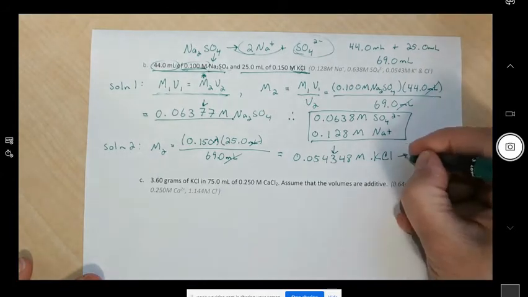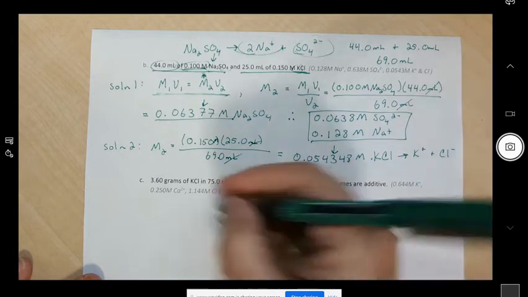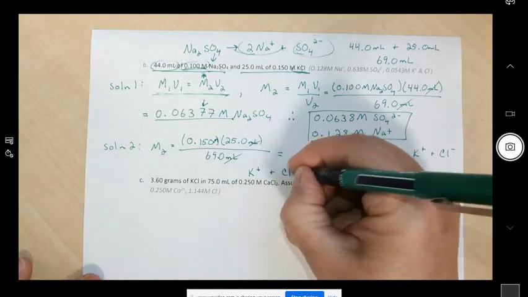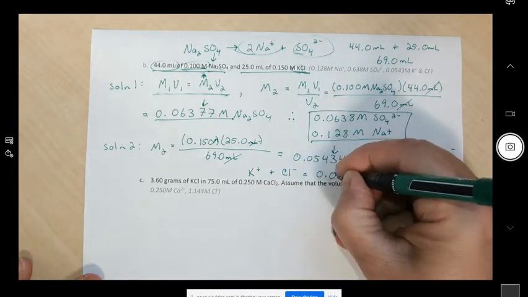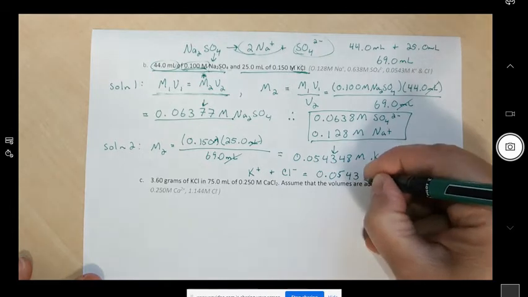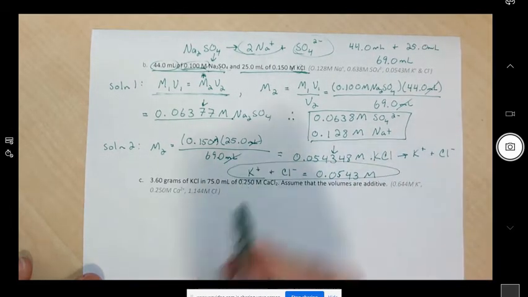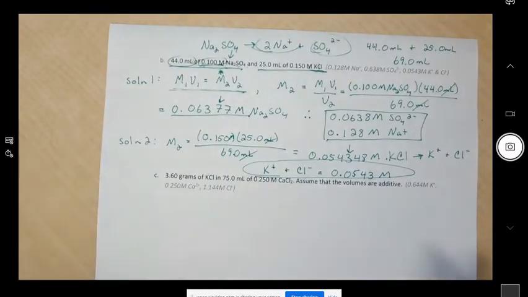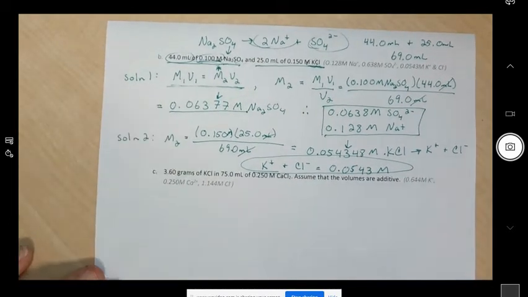Since this breaks apart into just K+ and Cl-, my concentration of K+ and Cl- both end up being 0.0543 molar. That's it. That's all of them. So not having a common ion actually makes it a little bit easier to do these calculations if you think about it in terms of just diluting.